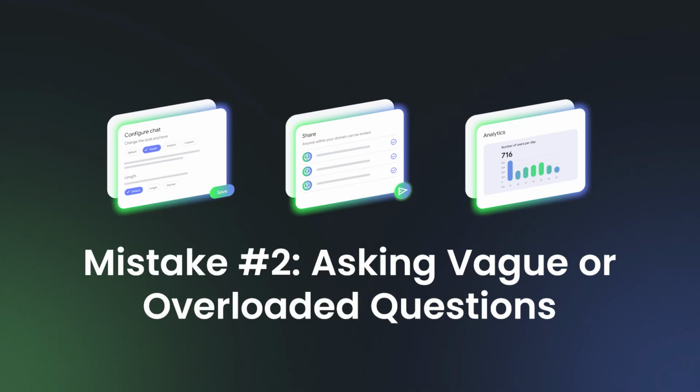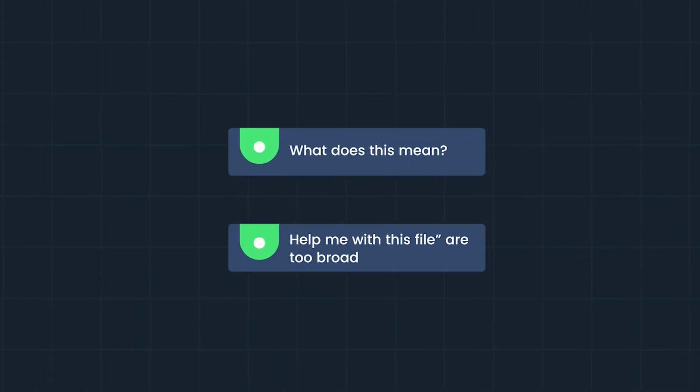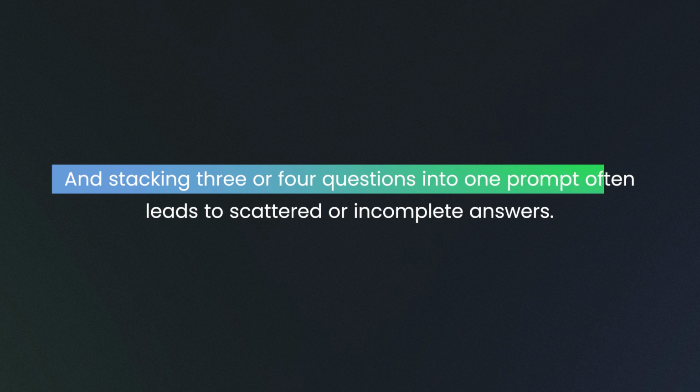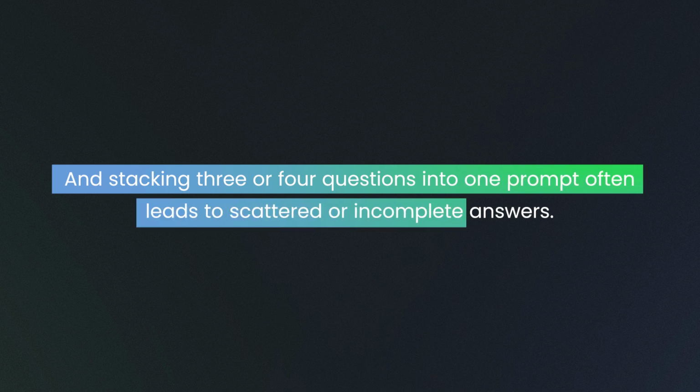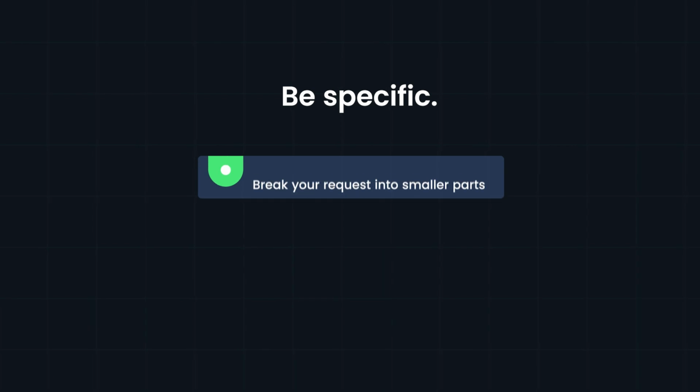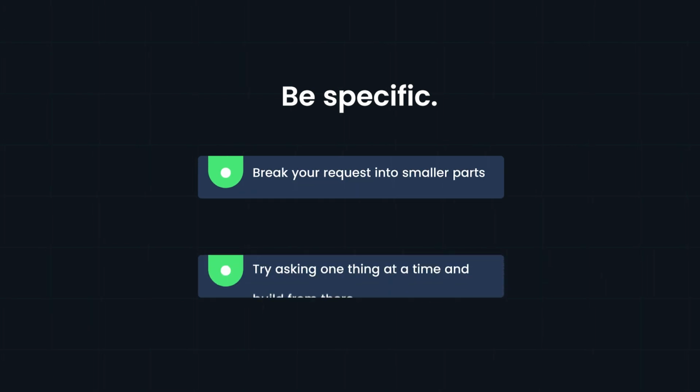Mistake 2. Asking vague or overloaded questions. Questions like, "What does this mean?" or "Help me with this file" are too broad, and stacking 3 or 4 questions into one prompt often leads to scattered or incomplete answers. Fix it. Be specific. Break your request into smaller parts. Try asking one thing at a time and build from there.